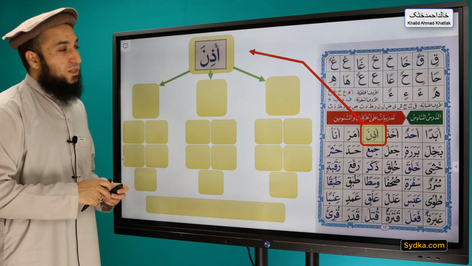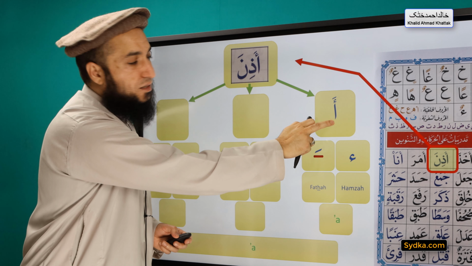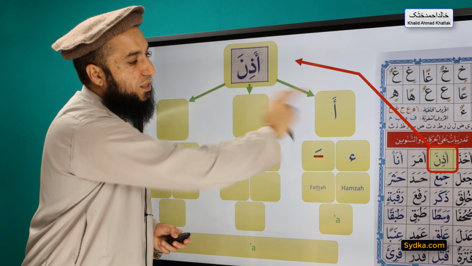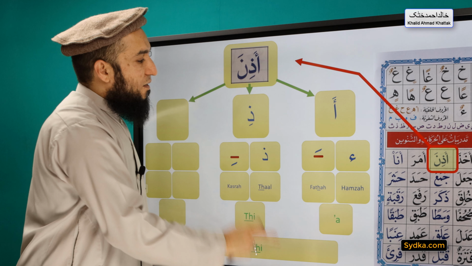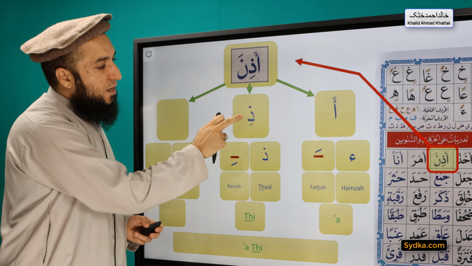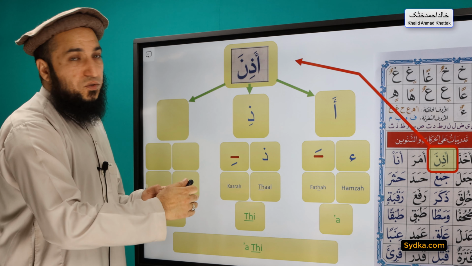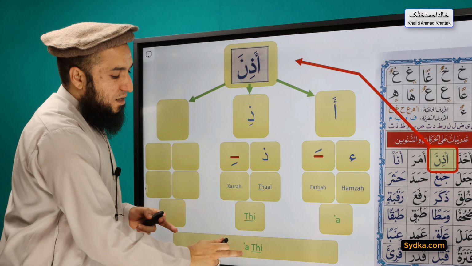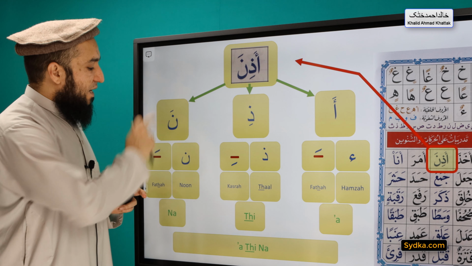So the first word we have is adhina, and it has 3 syllables. The first syllable has alif, which is silent, and then we have a chain for hamza, and then hamza, which is not silent, and then we have fatha. Hamza, fatha, a. The second syllable is dhal kasra dhi. The dhal is not silent, and then we have the kasra. Dhal kasra dhi. And now we combine the 2 syllables together: adhi, adhi.